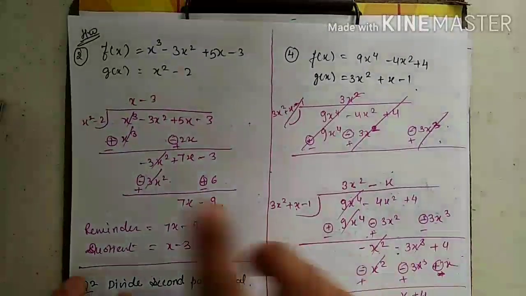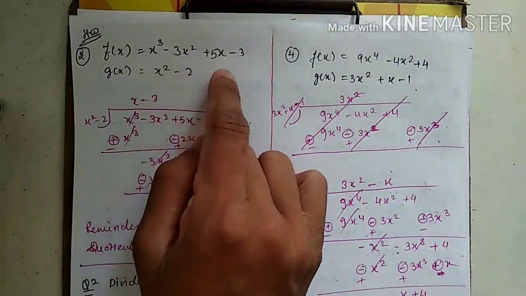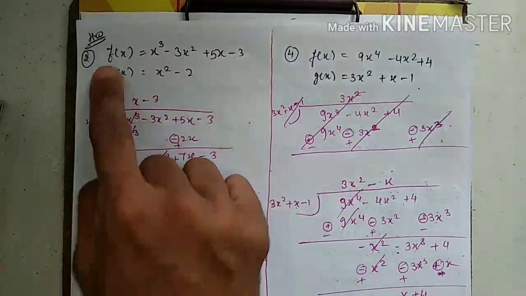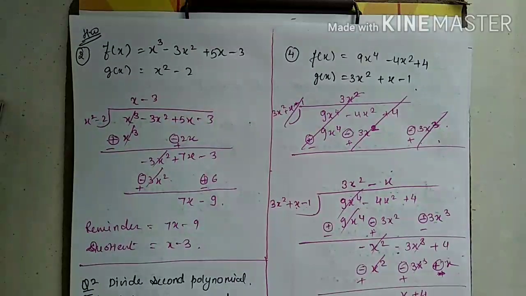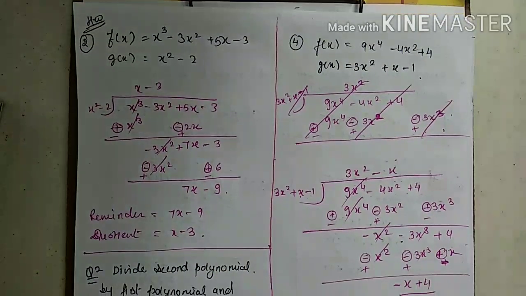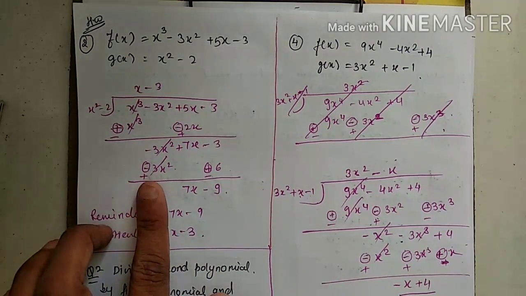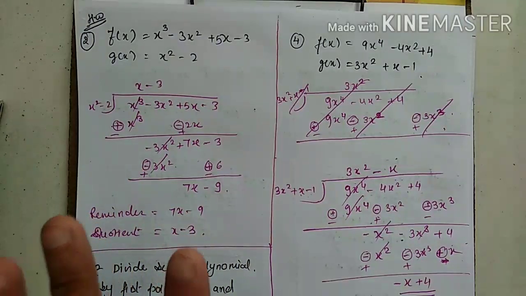Okay? Now come to this. Just see the solutions. f(x) equals x cube minus 3x square plus 5x minus 3, g(x) equals x square minus 2. Okay, now just see, I have written the solution. Just match your solution with it. I believe you have done it. Just match the solution. This is your second solution, and I have not done the verification part. You have to do it yourself.